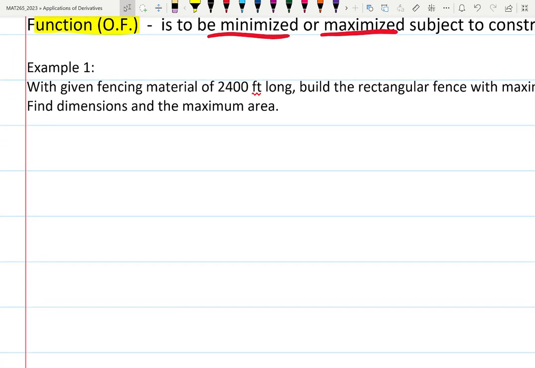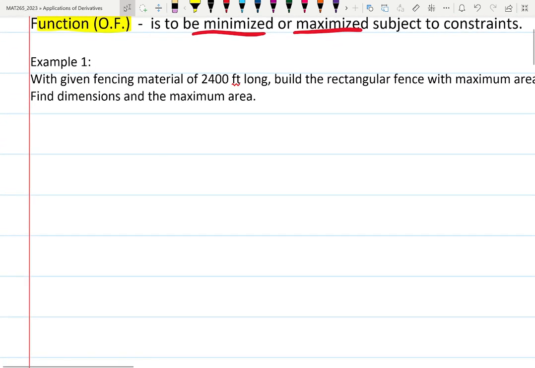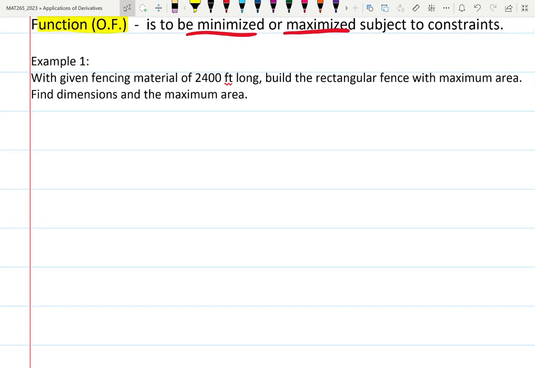Well, let's start with fencing problems. Those are my favorite ones because they're the easy ones. And then in your homework, you will have lots of complicated problems. We're given fencing material, 2,400 feet of fence. We're trying to build a rectangular fence with maximum area. Find the dimensions and the maximum area.